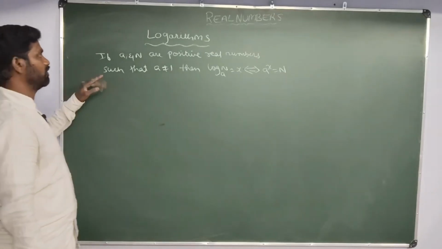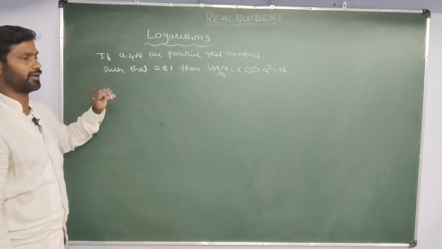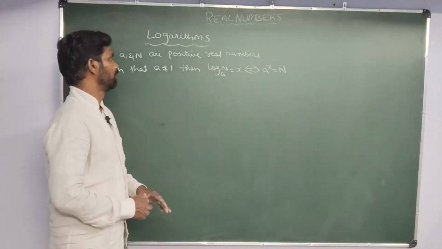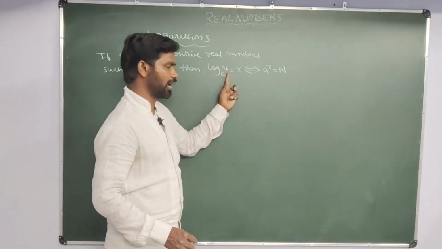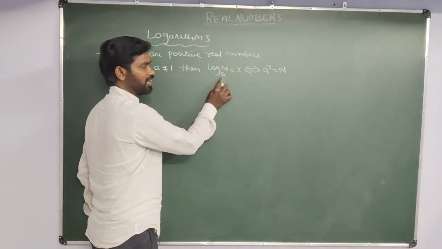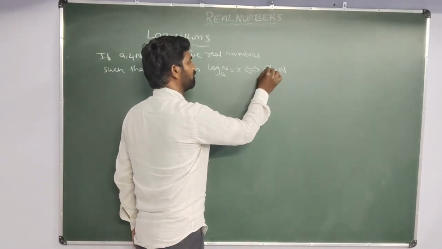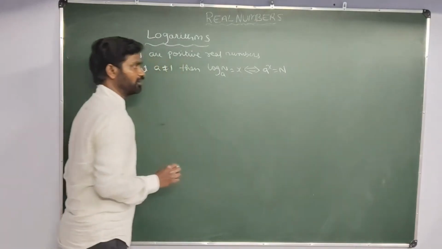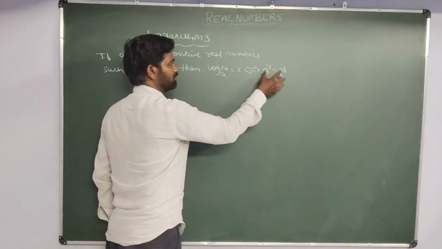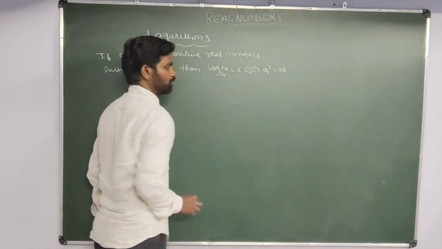Right. Definition of logarithm. If a and n are positive real numbers, let us consider a and n are positive real numbers such that a is not equal to 1. Then we pronounce like this: log n base a is equal to x implies and is implied by a power x is equal to n. Okay. So this is the logarithmic form and this is the exponential form.